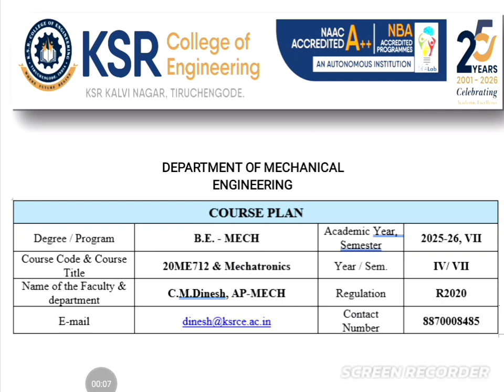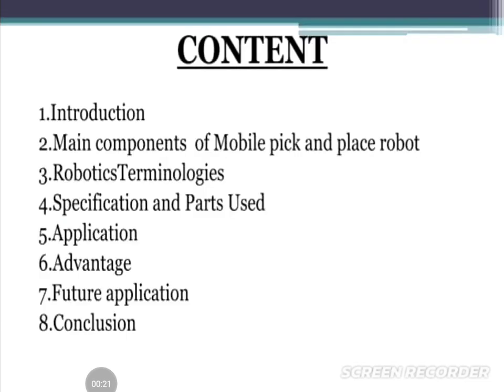Let's deal with the Mechatronics subject, which is handled in the final year, 7th semester. This video contains Unit 5. These are the details covered in the video: first, the introduction; main components of mobile pick-and-place robots; robotics terminology; specification and parts used; applications, advantages and future applications; and the conclusion.